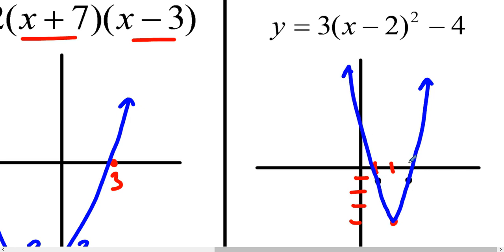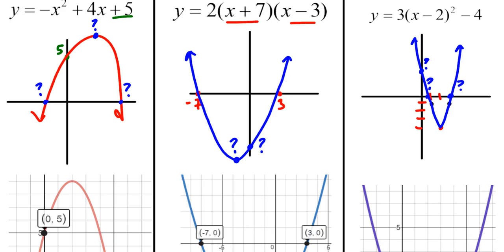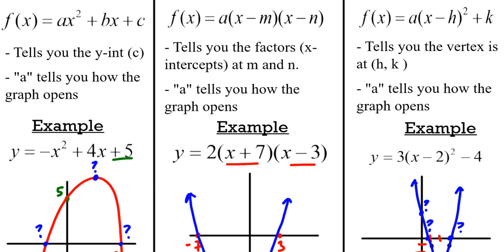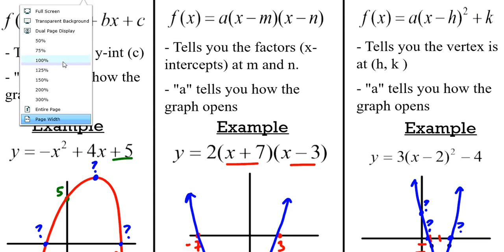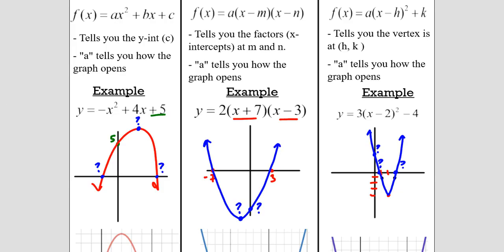What are some things I don't know? I have no idea where, again, these x-intercepts are. And I have no idea where that y-intercept is. All I know for vertex form is the vertex. And that is a summary of the three forms. They each tell you different pieces of information. It just depends on what you would like to know.